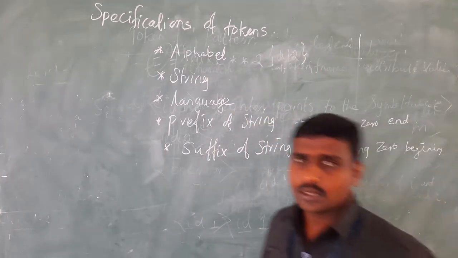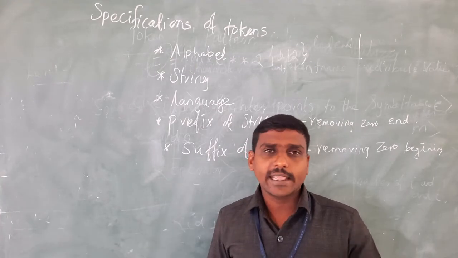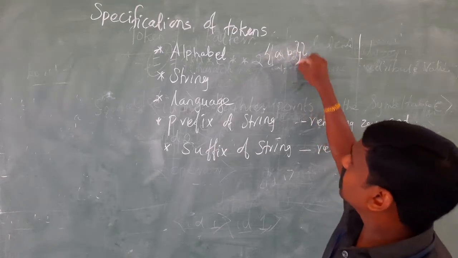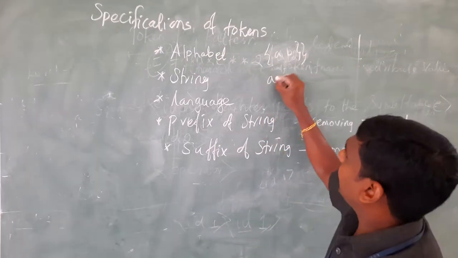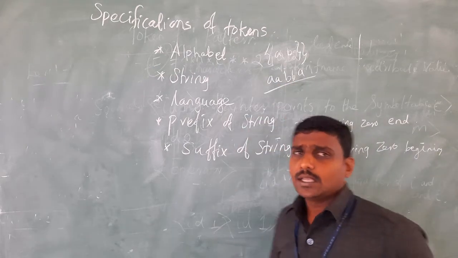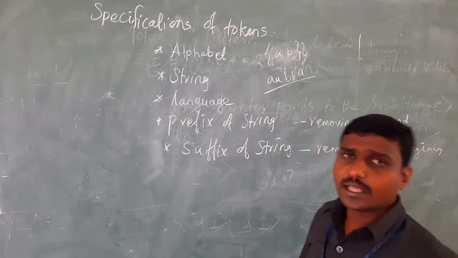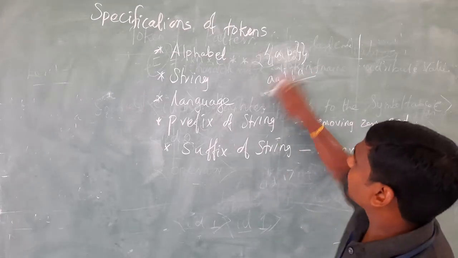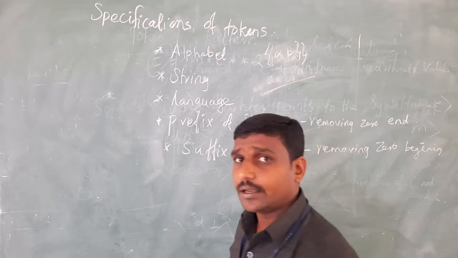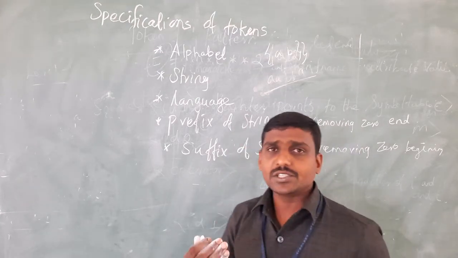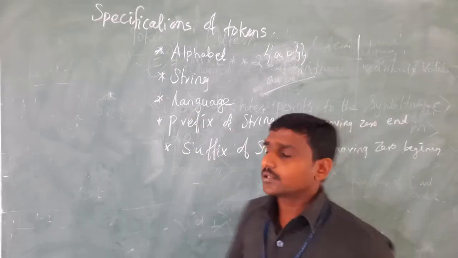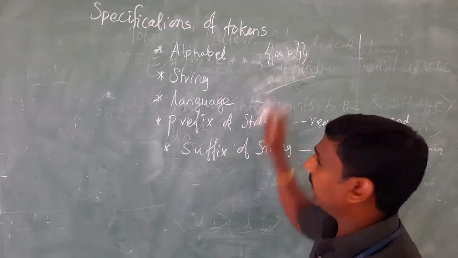And a string is a set of characters taken from the alphabet. For example, if I have A, B, this is the alphabet, and I can form a string A, B, B, A, etc. I can form any number of strings. That means a sequence of characters taken from the alphabet is called a string. And a language: we can form a language by using strings as well as the alphabet. That is denoted by L.